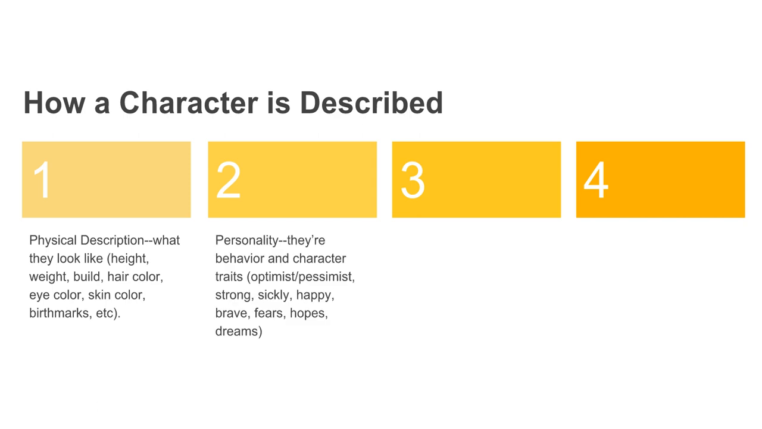You also need to give your character a personality. This is the type of person they are, their behavior and their character traits. Are they optimistic, pessimistic, sickly, happy, brave, strong, emotionally speaking? Do they have fears, hopes, dreams, etc.? What goes into the type of person they are? You need to describe their abilities. These are physical and mental talents, so maybe they're incredibly flexible or very strong. Perhaps they're psychic or they're super smart. All of these are things that your reader needs to know about your character.